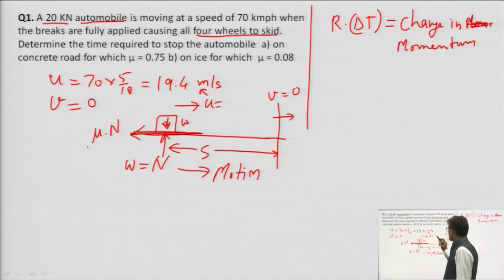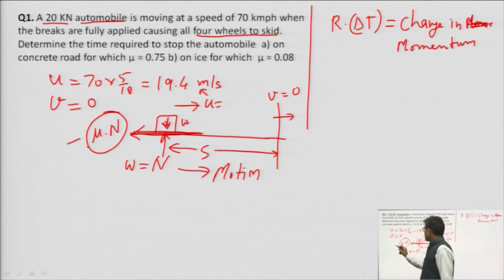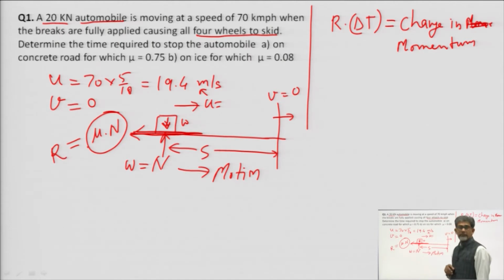Which force is going to stop this, which force is going to reduce the speed? Definitely mu into N. So here it will be the R. This one force is responsible to change the momentum, because if we observe this diagram, there is no other force except this.